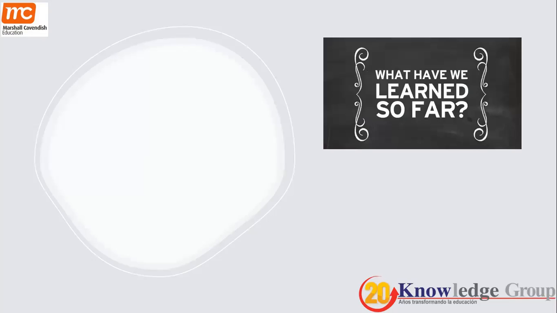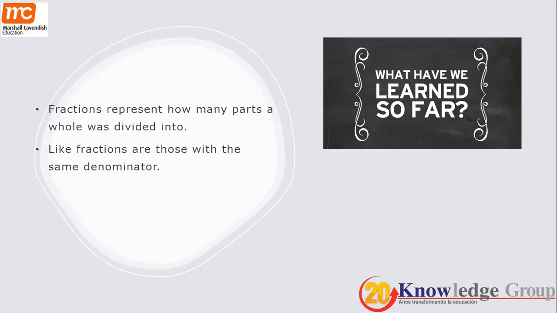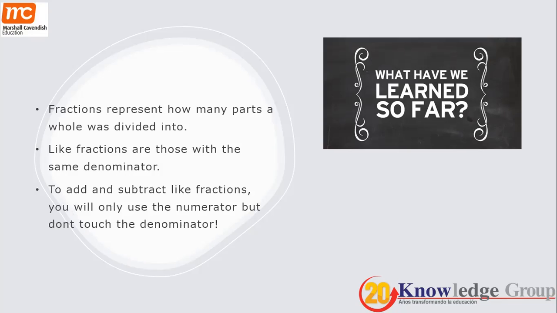What have we learned so far? Fractions represent how many parts a whole was divided into. That's basic. You have to remember that. Like fractions are those with the same denominator. We're going to have 2 or more fractions and they all have the same denominator. They are called like fractions. And to add and subtract like fractions, you will only use the numerator and don't touch the denominator. And you'll be fine.